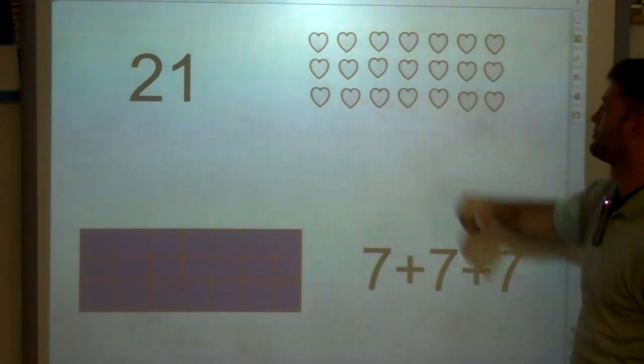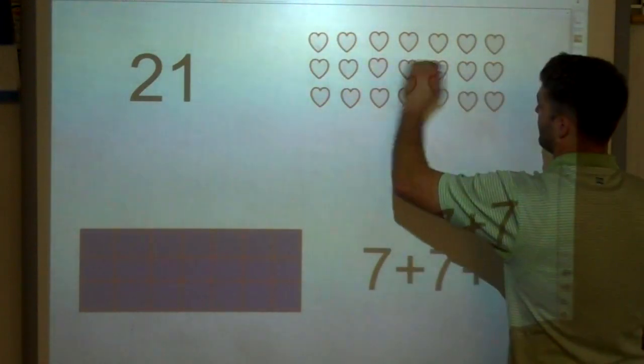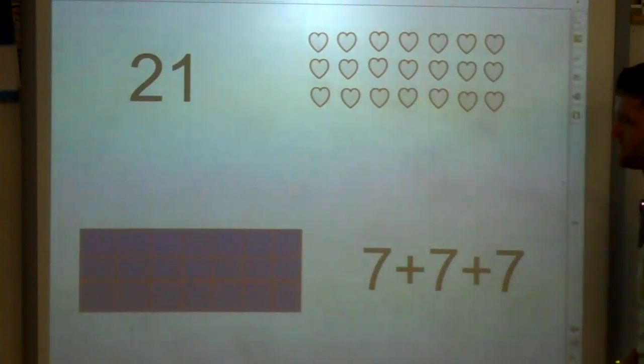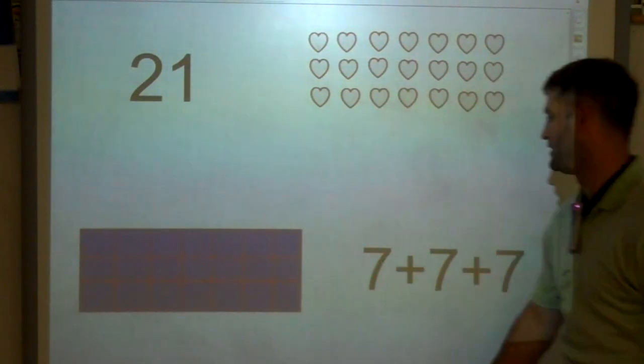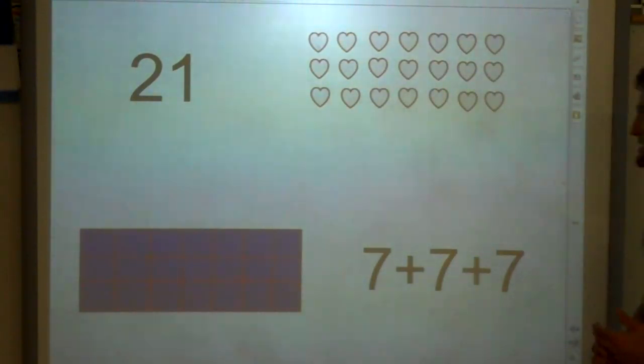Some of you probably thought of a picture, maybe not hearts, but flowers or dots or X's with 3 rows with 7 in each. Some of you may have thought of an array. Some of you may have thought of repeated addition, 7 plus 7 plus 7.